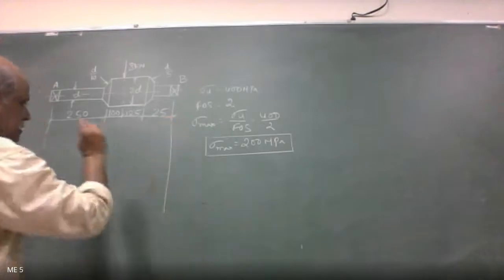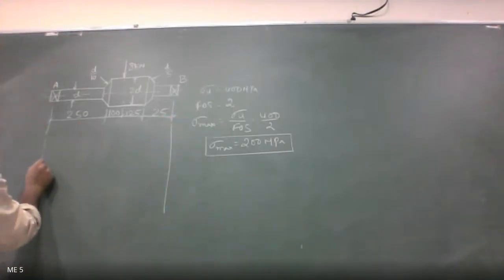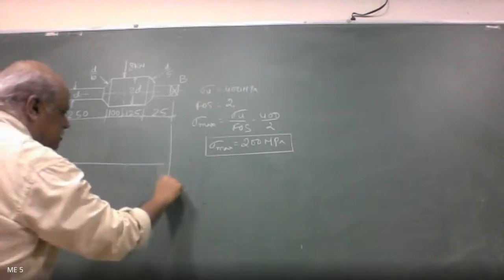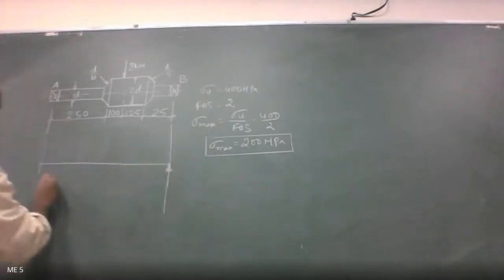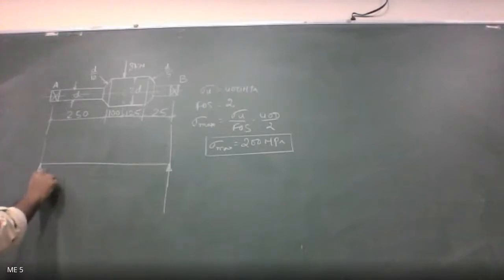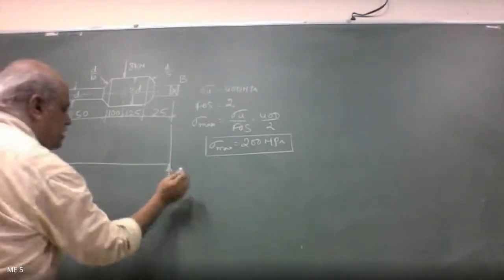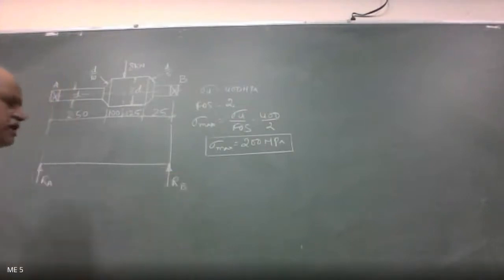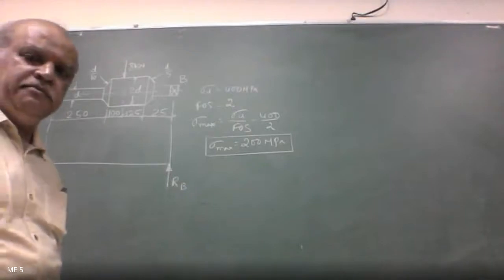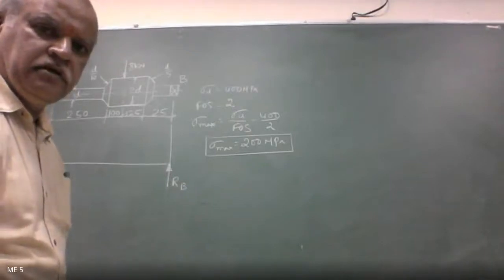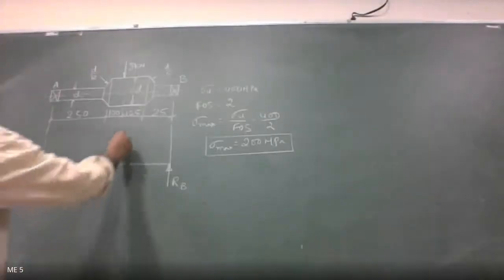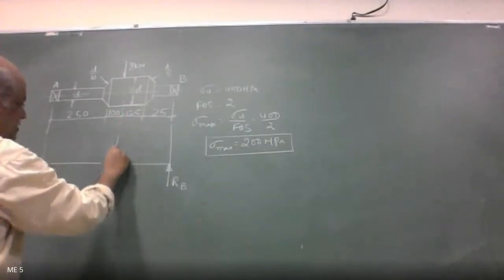Okay. So the same problem, I can convert it into something like this. There is a reaction at bearing A, and a reaction at bearing B. So this I call RA, and this I call reaction at bearing B. Is it visible for you people? Is it clear? Everything's clear. Now the load is acting somewhere there.